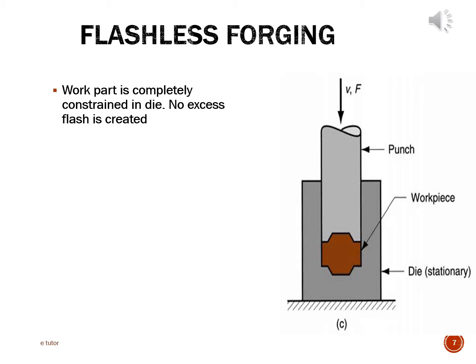There is another operation known as flashless forging. As we all know, impression die forging and closed die forging cause flash to be produced, whereas in flashless forging no flash is produced. The work part is completely constrained in the die. There is no excess flash created. In the figure we can see that there is no flash created by this process.